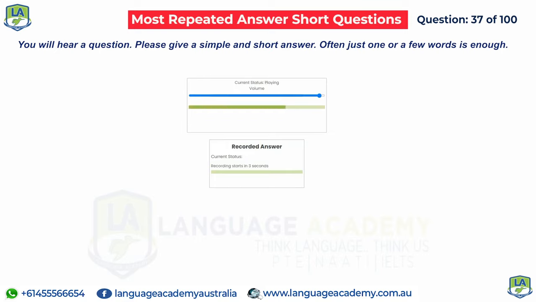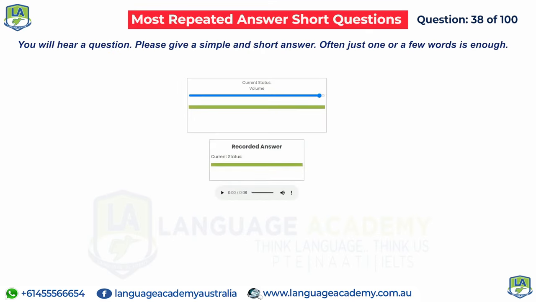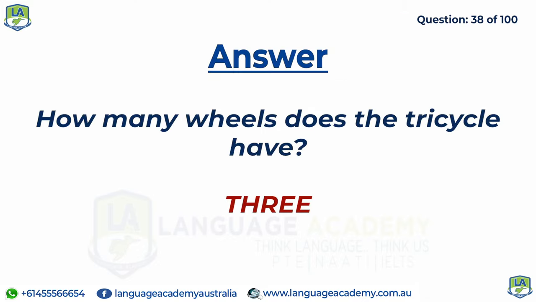When you get lost in a city, what item do you need to buy to find out where you are and where you go? Map. How many wheels does the tricycle have? 3.